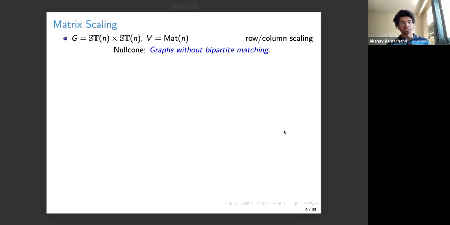Right. So matrix scaling is: you're given an n by n matrix and you scale it by left-right action. So you scale the rows by some numbers and you scale the columns by some numbers. And going back to the orbit perspective from last lecture, the null cone that we're trying to distinguish between is: if you consider the matrix as the weight of a bipartite graph, then those graphs with no bipartite matchings will be in the null cone. So those graphs that can be scaled to 0 will be those without bipartite matchings.